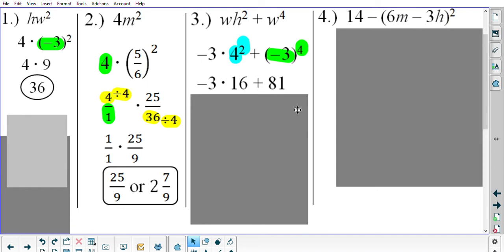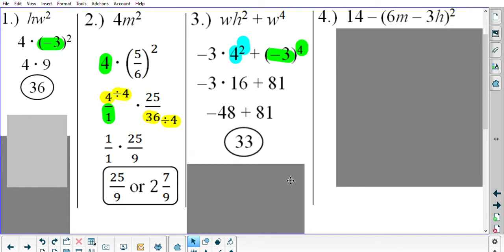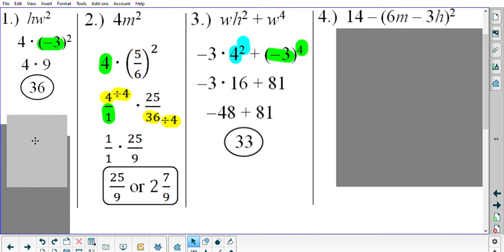All right, from here, order of operations, you would multiply before you add. So -3 times 16 is -48. And then finally, -48 plus 81. Whenever you have a negative plus a positive, you will subtract in your head, and that's going to give you the answer of 33.